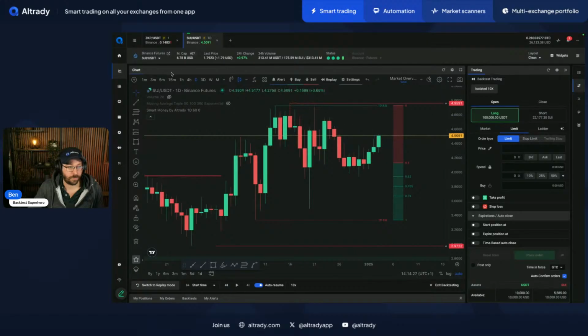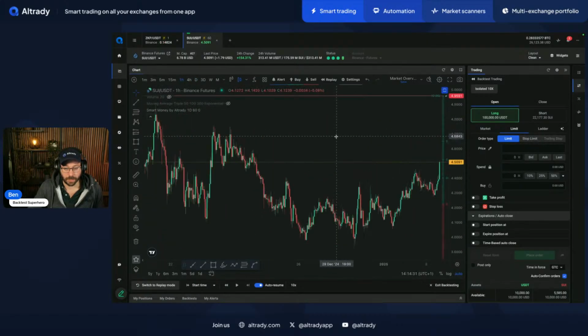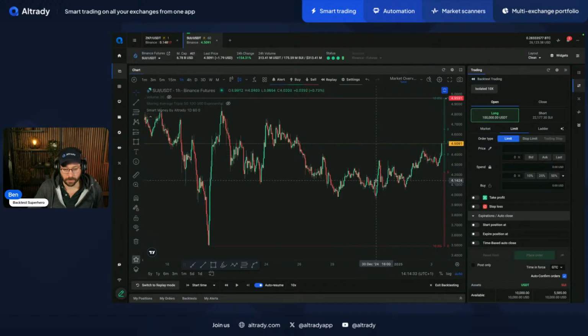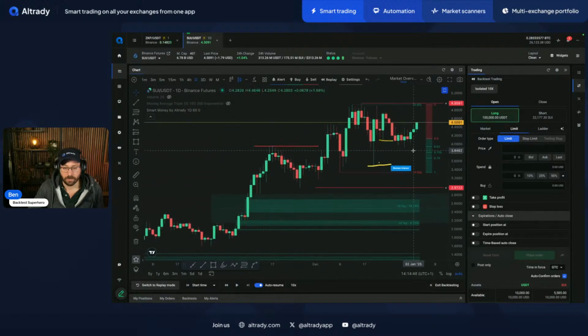Yeah, I think that's a fair analysis. So this one was it. Here, I wouldn't necessarily take any position, because, would you consider this a sweep? Yeah, I mean, it is. You have the rejection block here that appeared after testing the fair value gap, and within this rejection you have this sweep of liquidity.